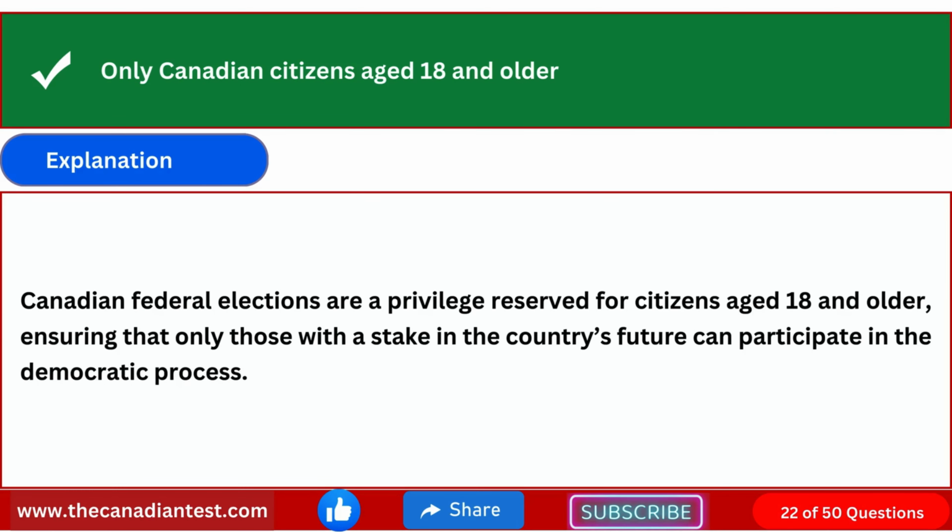The correct answer is, only Canadian citizens aged 18 and older. Explanation: Canadian federal elections are a privilege reserved for citizens aged 18 and older, ensuring that only those with a stake in the country's future can participate in the democratic process.